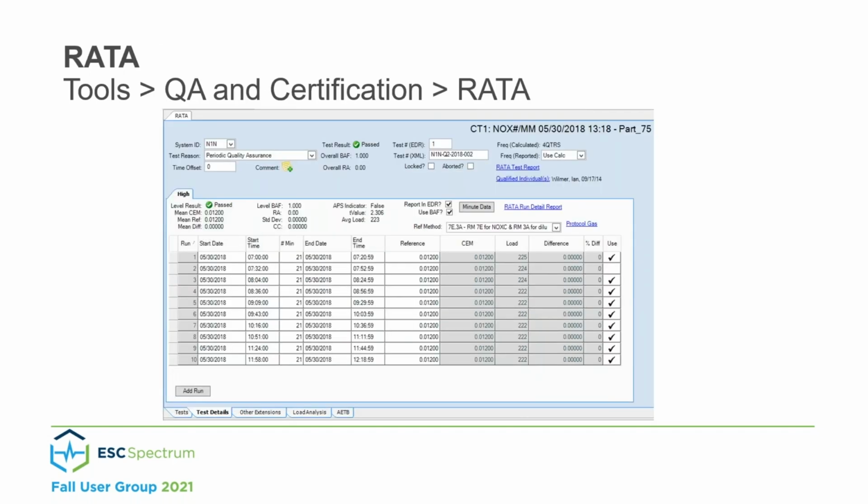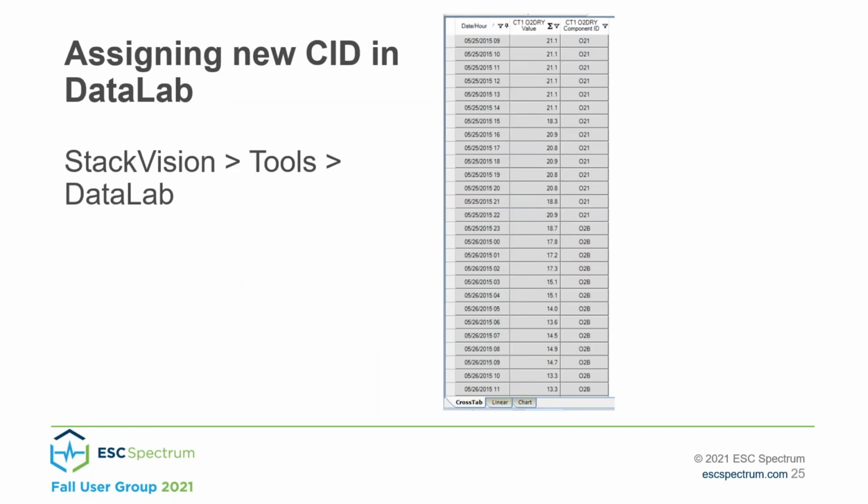Okay, and then your RADA test under Tools, QAInsight, and RADA. This one does not have a component ID to be selected. It's just your system ID. Okay, and then your system will do this automatically once you run with the new component ID, but you do have to retroactively go back and change the component from the hour you installed it moving forwards.